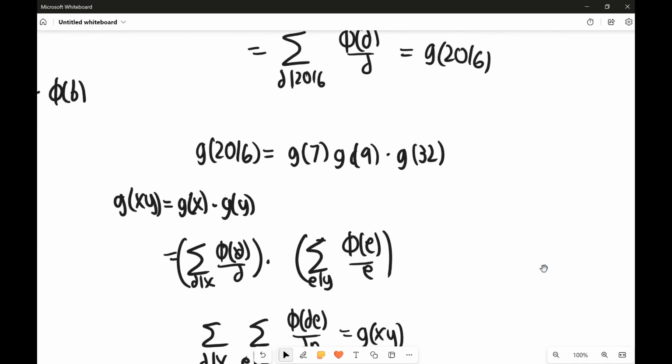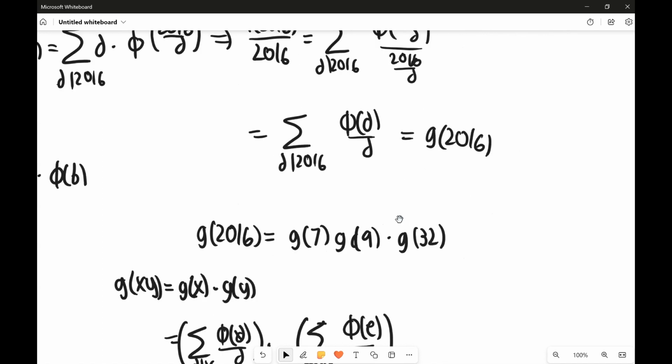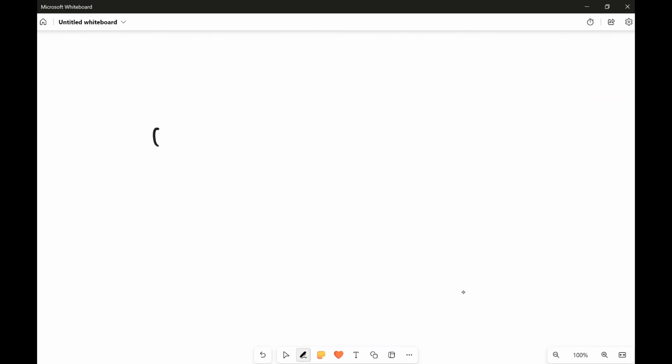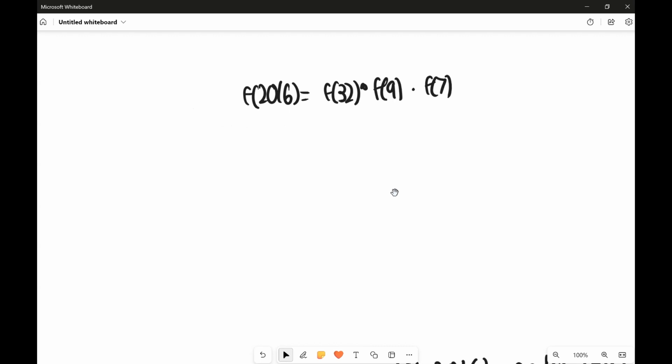So now that we've proved that this function is multiplicative, because 2016 is equal to 7 times 9 times 32, we know that f of 2016 is equal to f of 32 times f of 9 times f of 7. In other words, the function f is called multiplicative. This argument might seem really long to prove a very simple thing, but once you know the whole gist of the argument, you'll always be able to use it. So now all of these terms are pretty straightforward to compute.